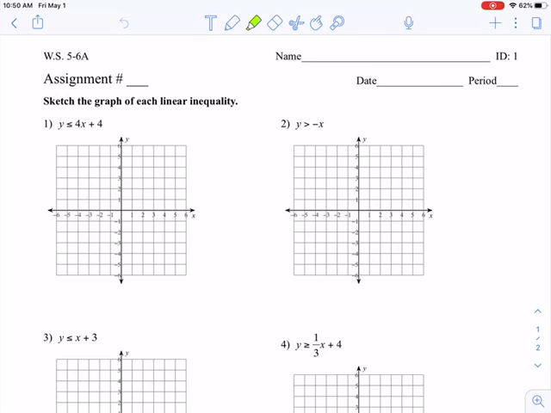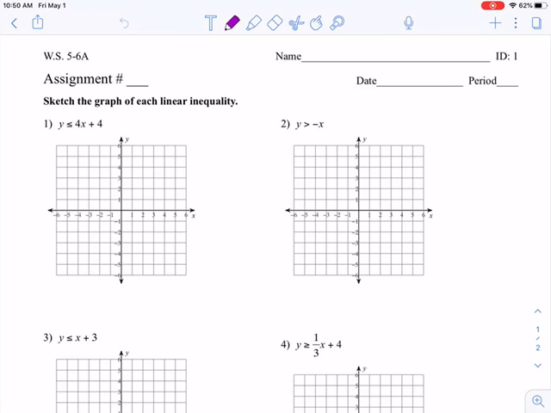Last week, we looked at how to graph a linear inequality. This week, we want to continue graphing, and we want to check to see if points are solutions. So if I want to check to see if a point is a solution, then I want to graph the region first and see if the point is in that region.